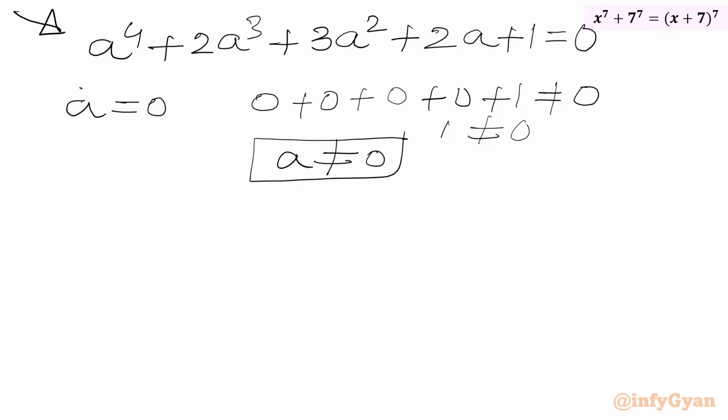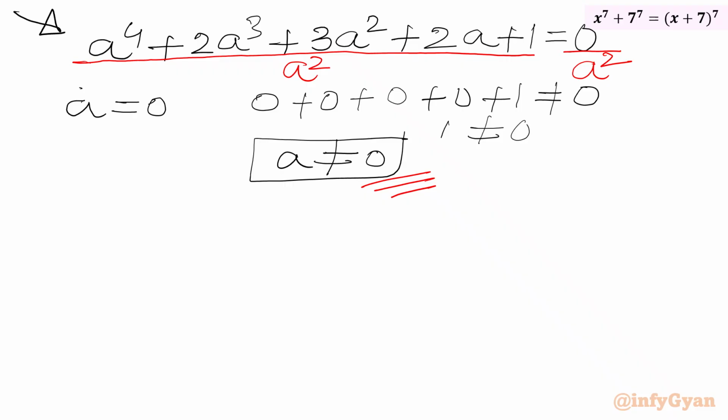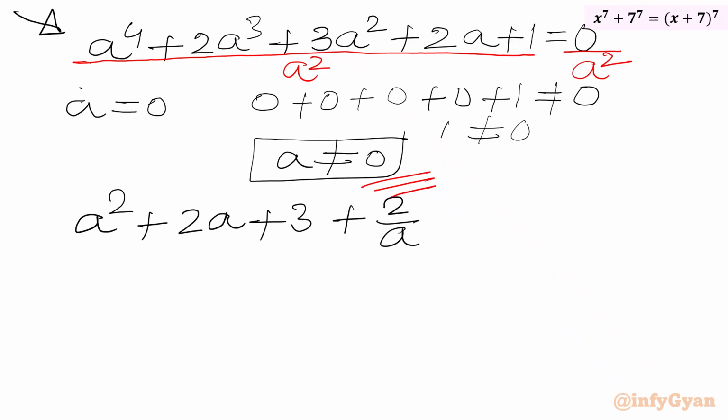So I can divide our equation by a^2. Let us divide both sides by a^2, as a cannot be equal to 0. So after division we can write a^2 plus 2a^3 over a^2 will give us 2a only, plus 3, plus 2a over a^2, we will write 2 over a, plus 1 over a^2, and the RHS will still be 0.